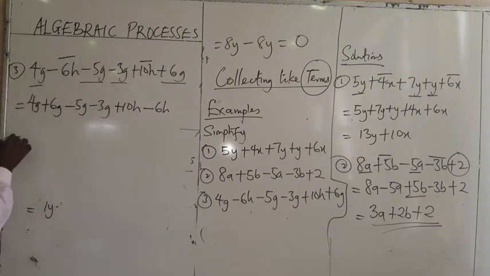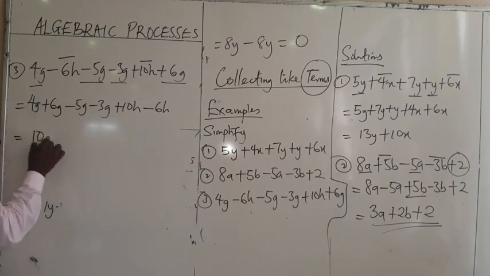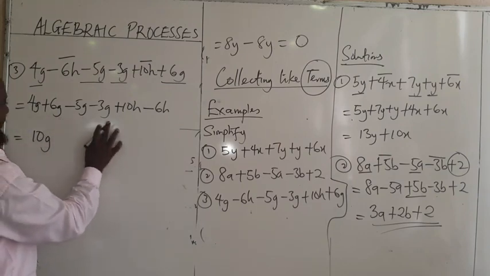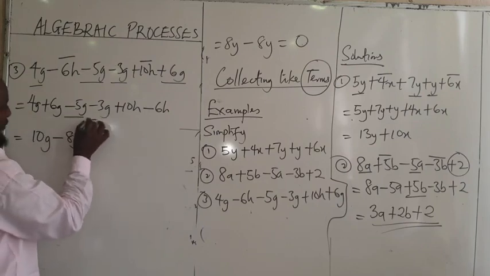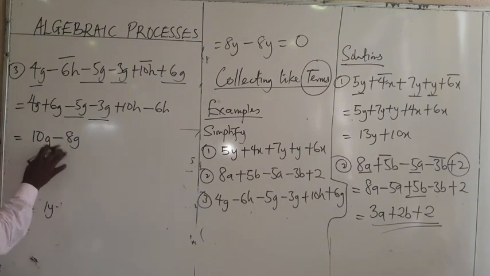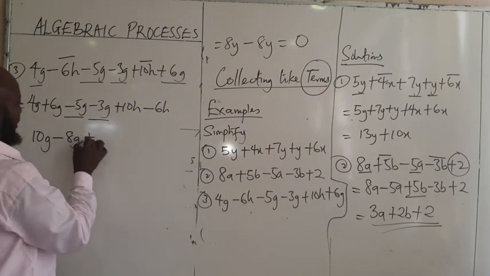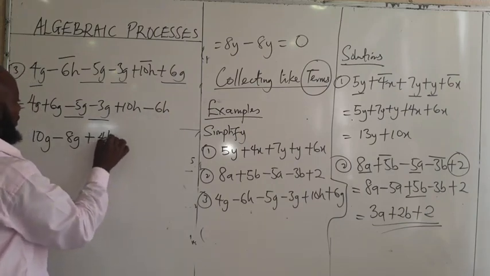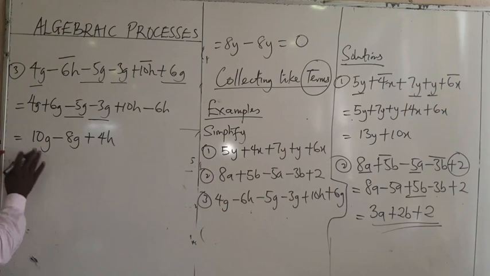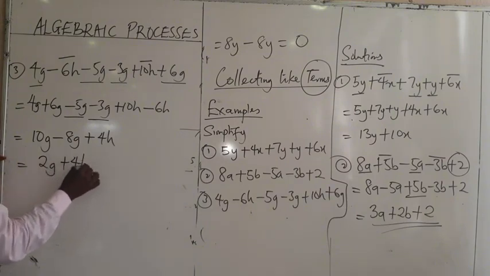So let's now perform the operation on them. 4g plus 6g gives us 10g. Then minus 5g minus 3g, that is minus 8g. You are owing 5, you are also owing 3. That gives you 8. That's minus 8g. Then plus 10h minus 6h gives 4h. So that means 10g minus 8g gives us 2g plus 4h. I hope this is clear. So that is the final answer.